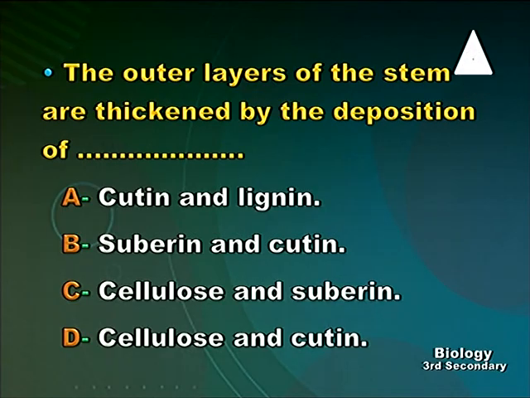And in the herbaceous plant stem, this is cutin to cover the outer layer of epidermis, and this is suberin, and this is cellulose to form collenchyma cells. So here, without specifying the type of stem, the answer will be suberin and cutin.